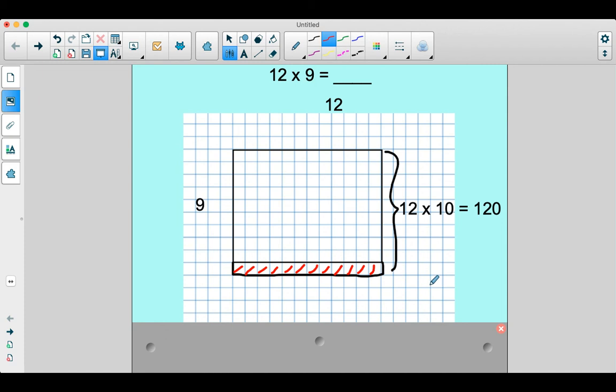So we have to subtract off one group of 12 because we added on an extra group of 12. So 120 minus those 12 there would be what? Okay, I already know what you're telling me. 120 minus 10 is 110. 110 minus 2 is 108. So looky there, we got 108 again. Doesn't matter which way we did it.